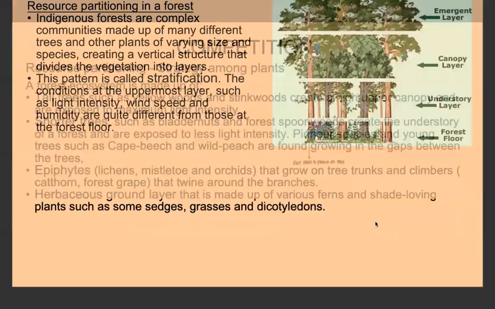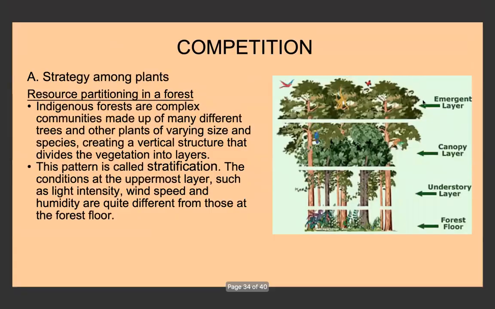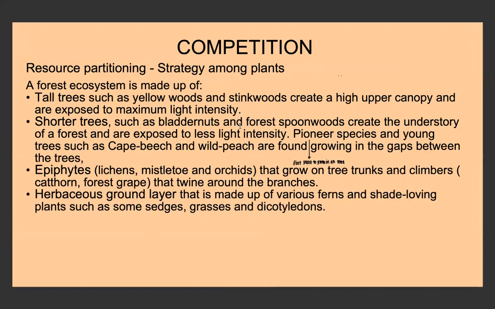So the forest ecosystem is made up of some tall trees, things like yellowwoods and stinkwoods. They have the upper canopy, the emergent layer, and they obviously have the most light intensity because they're most exposed to the sunlight. There are then other shorter trees, which are in the canopy layer, and they have slightly less light intensity. Pioneer species, which are the first plants to grow in an area, and young trees such as the Cape Beech are found growing in the gaps between the trees. Epiphytes, like lichens, mistletoe, and orchids, grow on tree trunks, and climbers also twine around the branches.